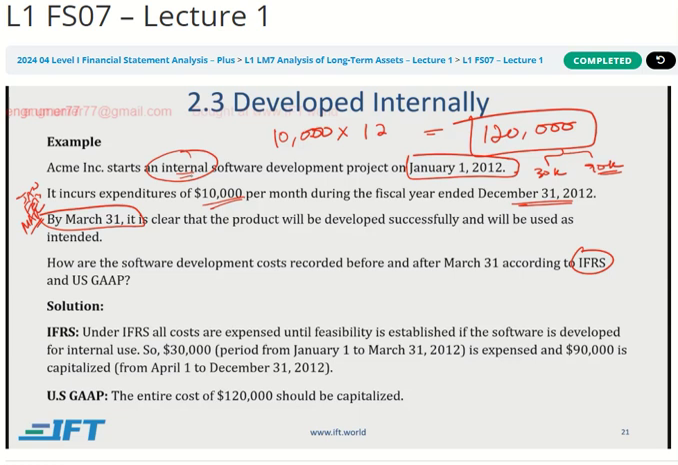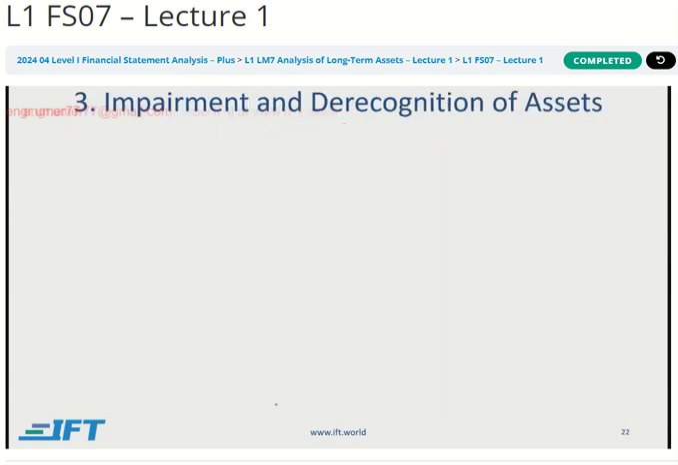So let us look at the solution. IFRS is going to expense out the 30,000, capitalize 90,000, and US GAAP will capitalize the entire one. So that is fantastic. Hopefully you are very, very clear about this now. And I suggest you take a break. And when we come back, we will start with the impairment and derecognition of assets.